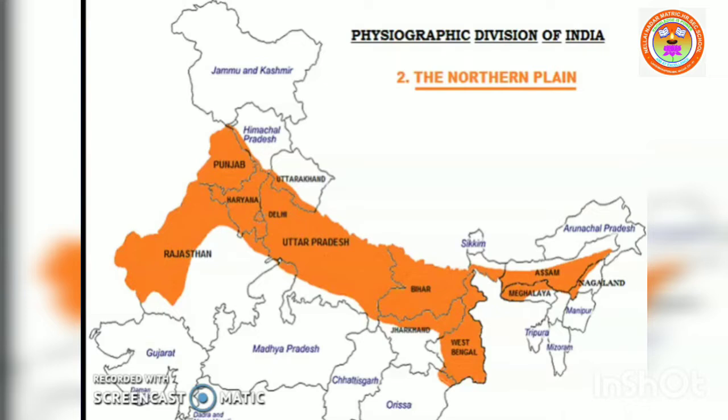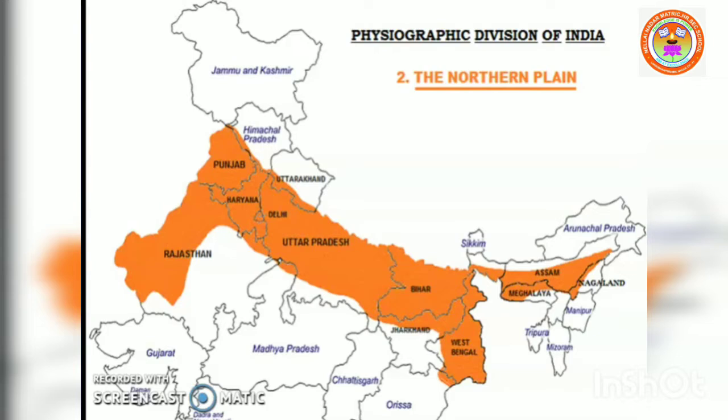The Great Northern Plain. The Great Northern Plain is a fertile land. It extends across the North Indian states. This extensive plain lies to the south of the Northern Mountains. This plain is formed by the rivers Indus, Ganga, Brahmaputra and their tributaries.